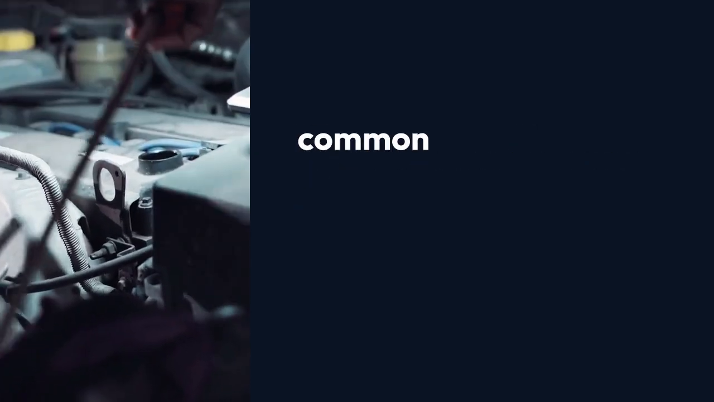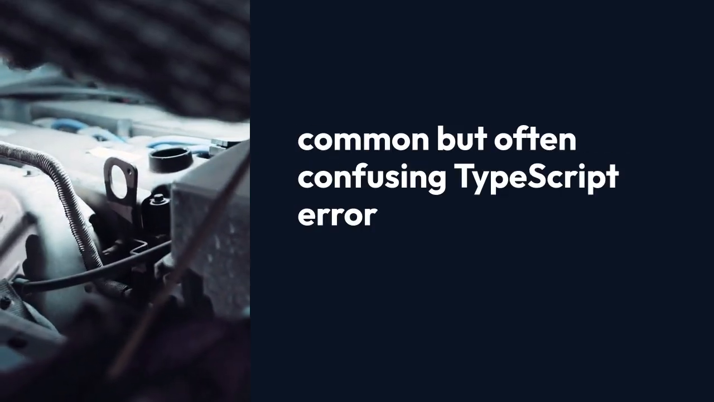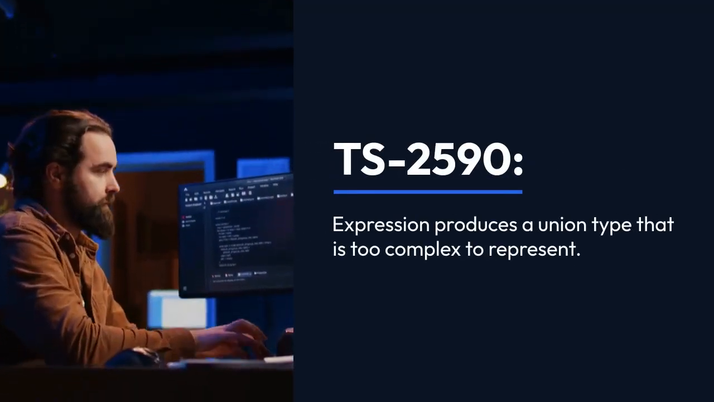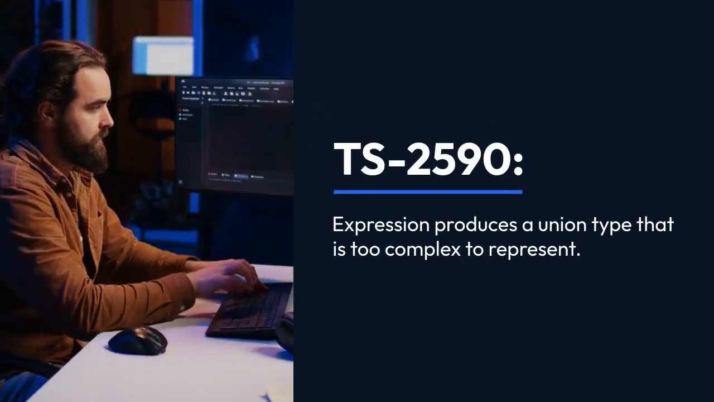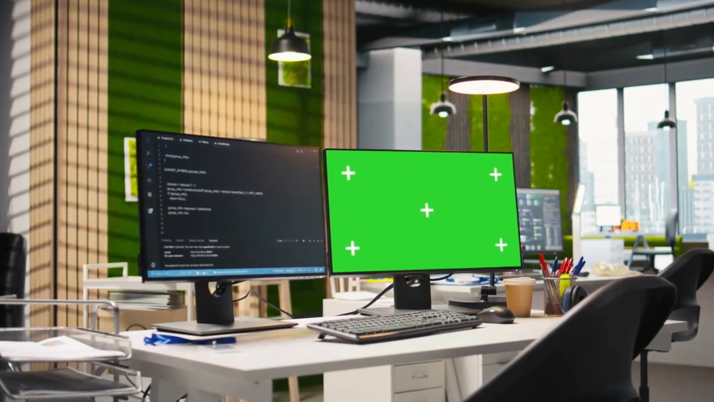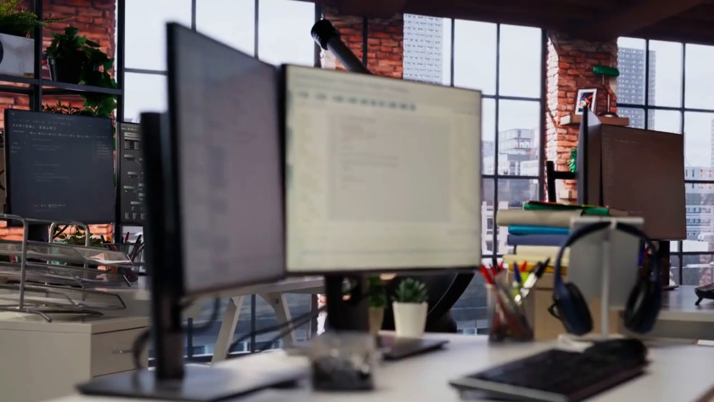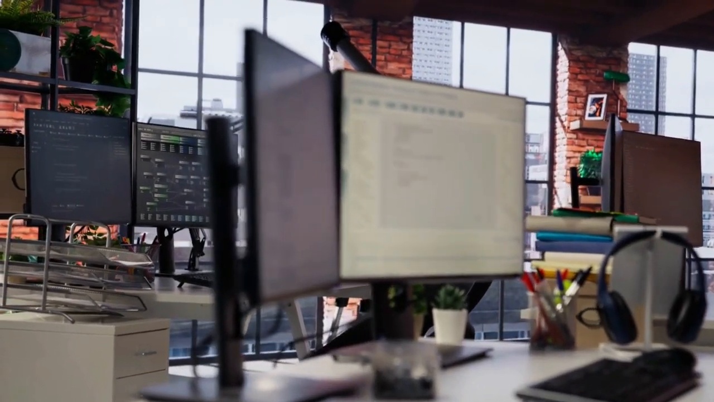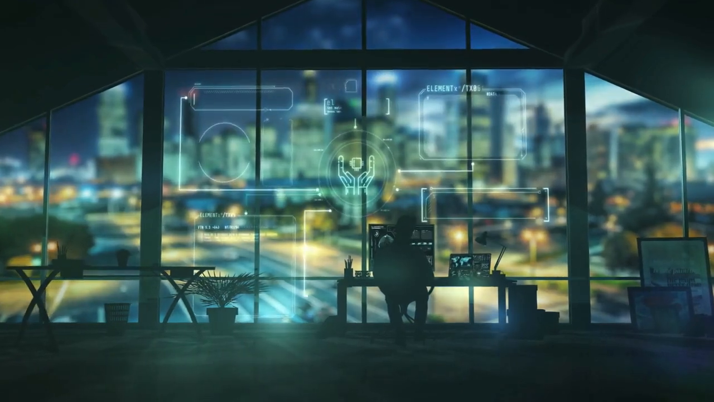Today, we're tackling a common but often confusing TypeScript error. TS 2590: expression produces a union type that is too complex to represent. This error pops up when TypeScript gets overwhelmed. It means your code has created a type with so many possibilities that TypeScript can't even describe it anymore.